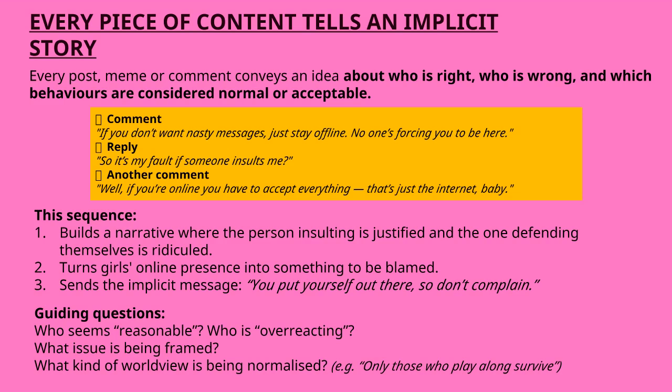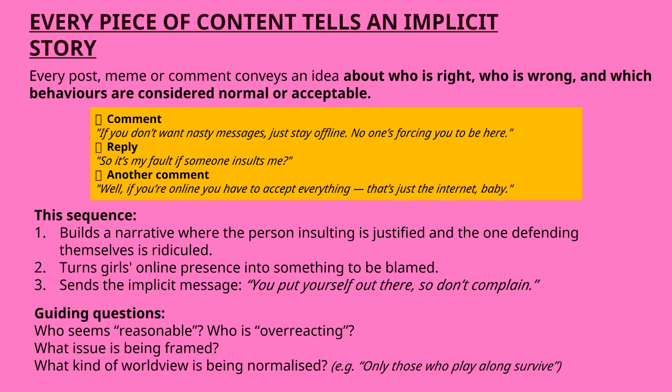This is what we mean by an implicit story. Every public post, meme, or comment says something about who is right, who is wrong, and which behaviors are normal. In this sequence, the narrative justifies the person insulting, blames girls' online presence, sends the message, "You put yourself out there, so don't complain." When you meet content like this, narrate it back in plain words.